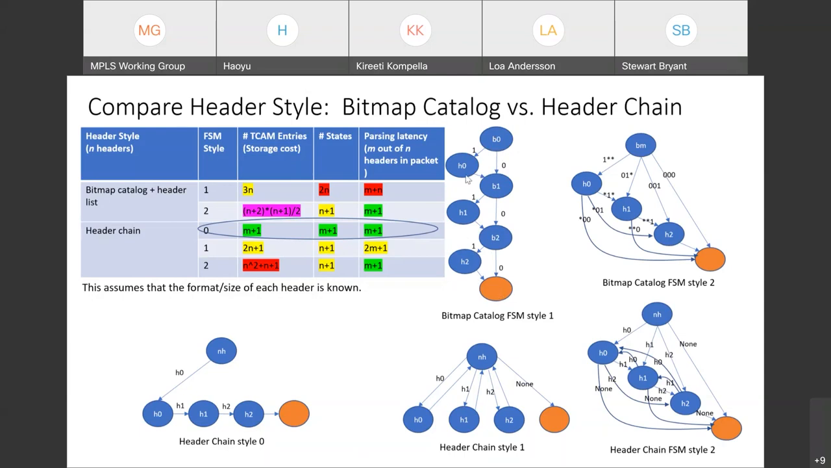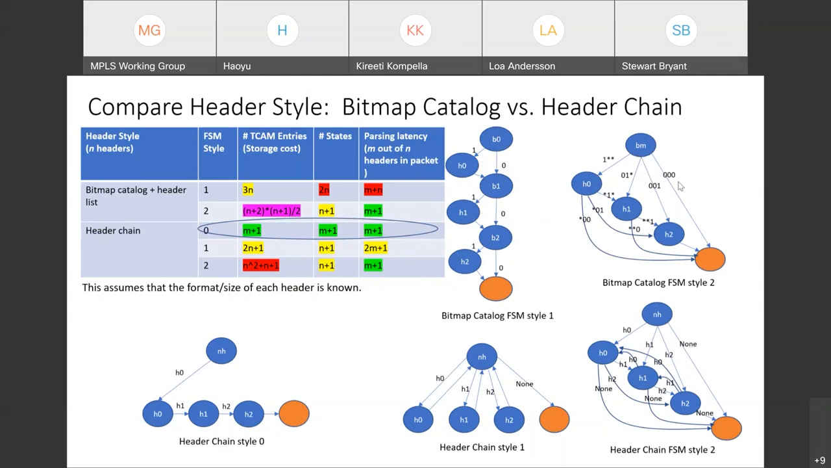In this state machine, you can see there are in total 3n transitions, which means the storage cost is 3 times n. And the worst case latency is m plus n, because there may be only m headers that actually exist in this packet. But you can reduce the latency to m plus 1.